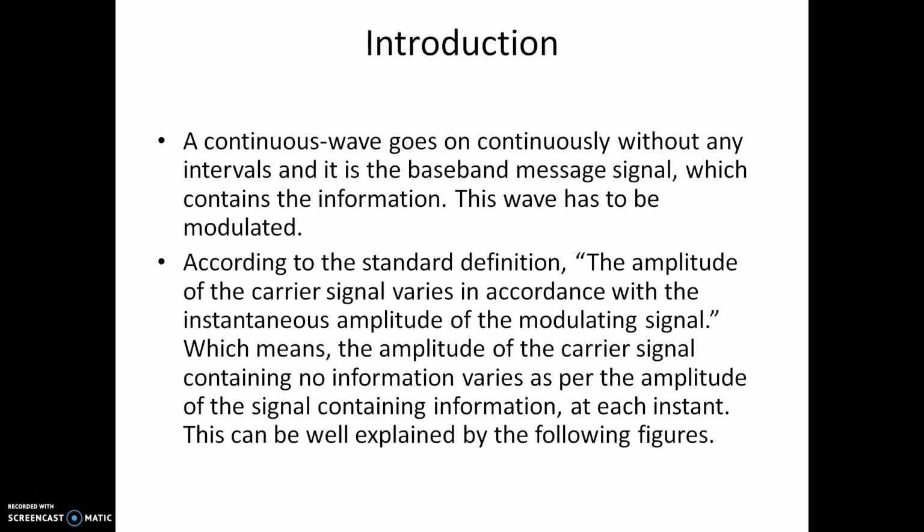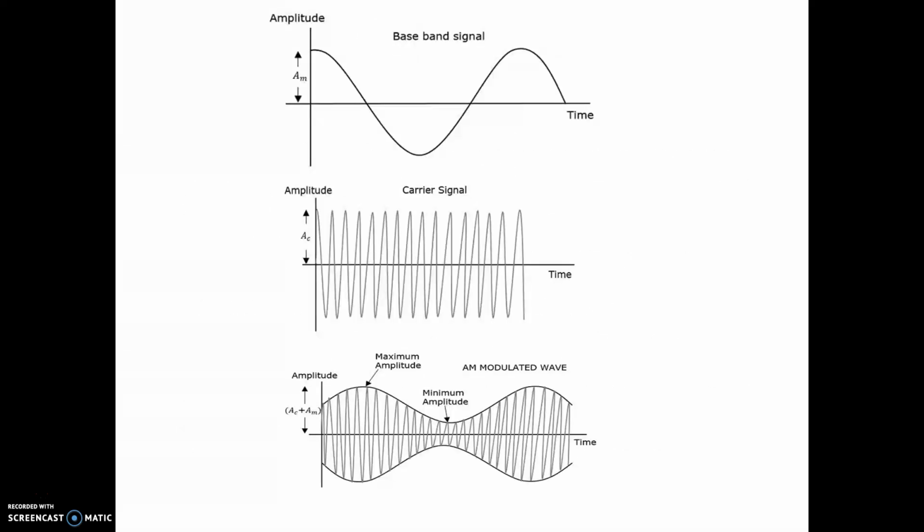According to the standard definition, the amplitude of the carrier signal varies in accordance with the instantaneous amplitude of the modulating signal, which means the amplitude of the carrier signal, which contains no information, varies as per the amplitude of the signal containing information at each instant. This can be explained by the following figures. In the first figure, we see the baseband signal. In the second, we have the carrier signal, and the third is the modulated wave.